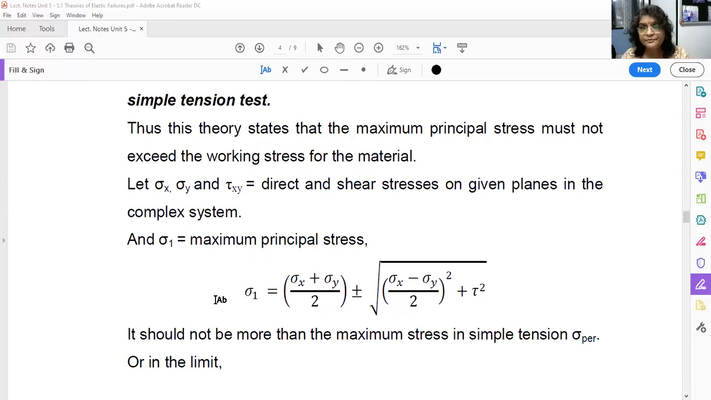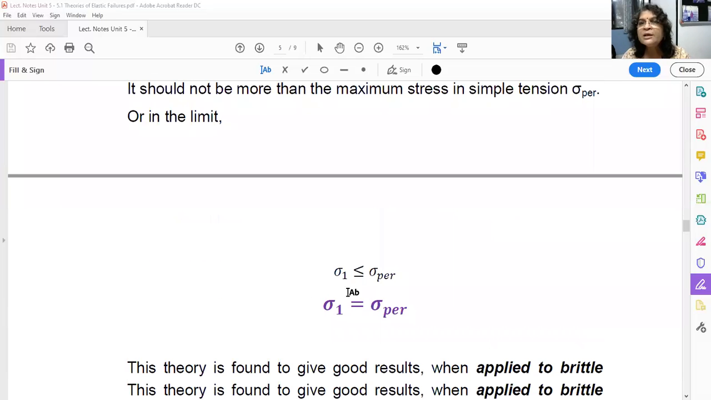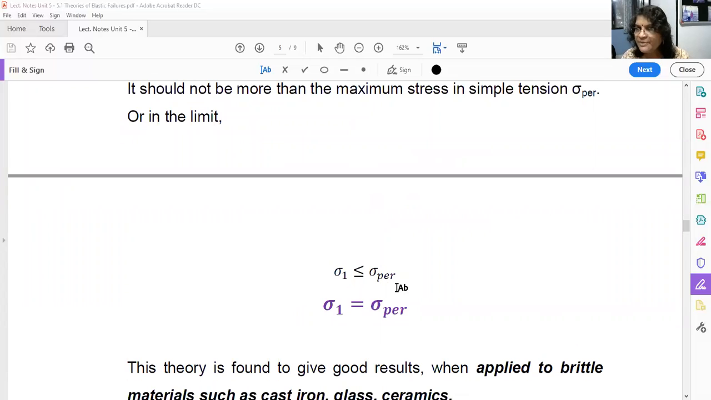Now this principal stress should not be more than the maximum stress in the simple tension, that is sigma permissible. So in the limit, what can you write? Sigma 1 must be less than sigma permissible. At maximum it should be equal, so sigma 1 should be equal to sigma permissible. That means if sigma permissible for, suppose, a ductile material is 80 Newton per mm square, whatever the stresses are induced in the complex system, it should be maximum 80 Newton per mm square only. If it goes beyond that, the material is definitely going to fail.